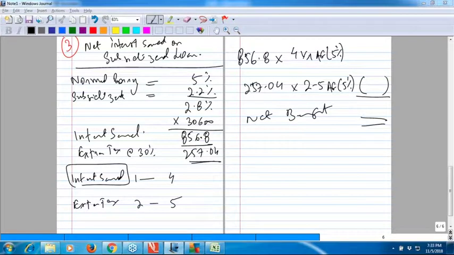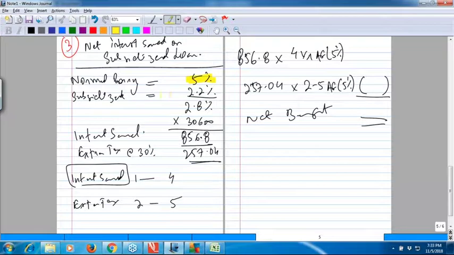Okay, for those of you having an issue understanding what we have done, had you borrowed normally, you would have paid 5% interest. But since it was a subsidized loan, courtesy this project, you ended up paying 2.2%, so the saving was 2.8%. With a loan amount of 30,600, we have an interest saved of 856.8. This interest will be saved from year 1 till 4, so we have 856.8 multiplied by the 4-year annuity factor at 5%.